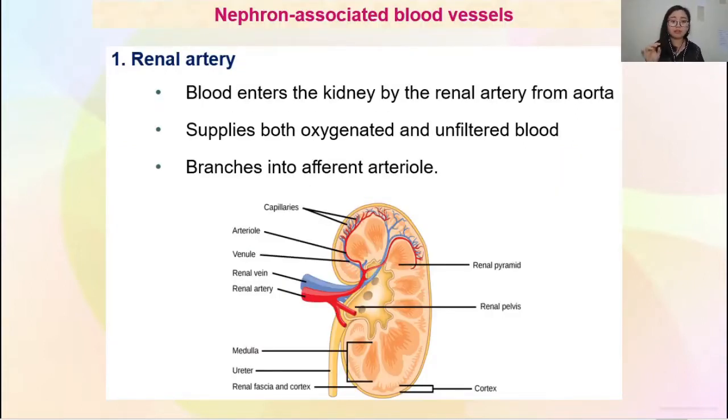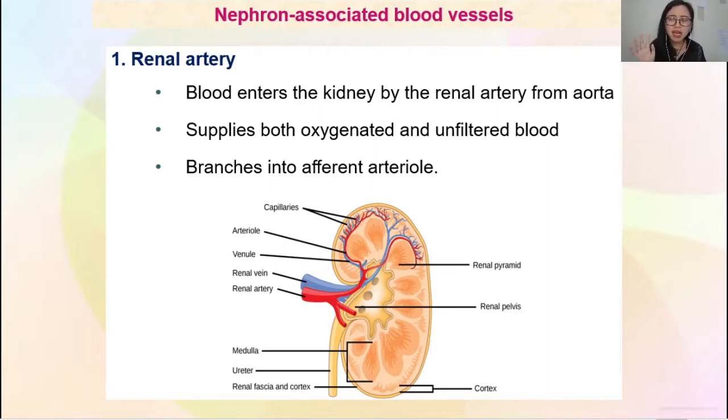There will be blood vessels that are in the kidney, that is some of them are arteries, some of them are smaller blood vessels. So let's look at the blood vessels that are associated with the kidney and the nephron. So, blood vessel yang pertama, bila kita cakap pasal buah pinggang, adalah renal artery. This is when blood enters the kidney by the renal artery from the aorta. And it will supply both oxygenated and unfiltered blood. Darah yang masuk banyak oksigen dan banyak kotoran.